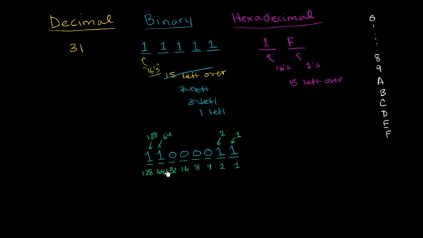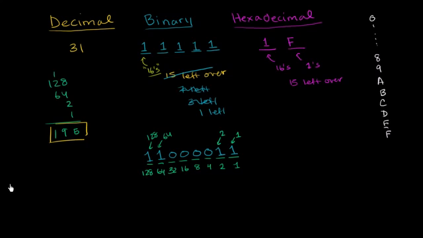So let me add that up. 128 plus 64 plus 2 plus 1. 8 plus 4 is 12, plus 2 is 14, plus 1 is 15. 1 plus 2 is 3, plus 6 is 9. And then you bring down the 1. So this 1 1 0 0 0 0 1 1 in base 10, in a decimal number system, is 195.